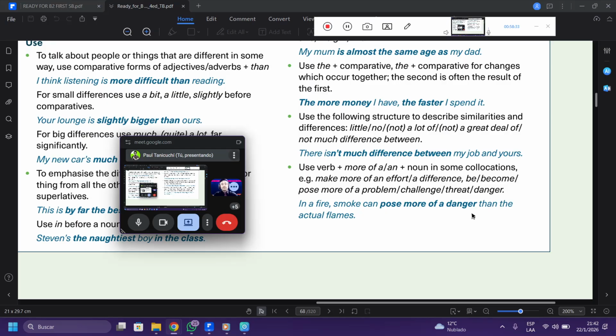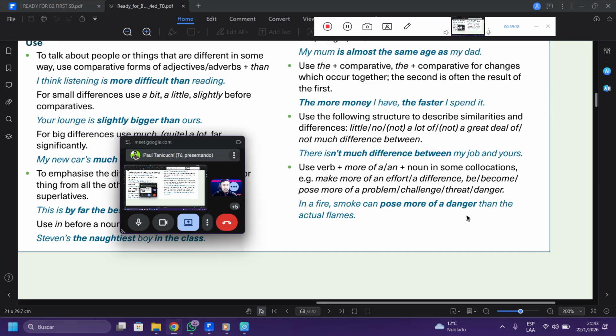Okay. Yes. Okay, and the last part, finally. We use a verb plus the word more, of a or an, depending on the noun, in some collocations. For example, make more of an effort. Here we are talking about collocations, okay? Exactly like this. Make more of an effort, which means hacer más de un esfuerzo, right? Make more of a difference. Make more, or may in this case be or become, or pose more of a problem, pose more of a challenge, or pose more of a threat, or pose more of a danger.